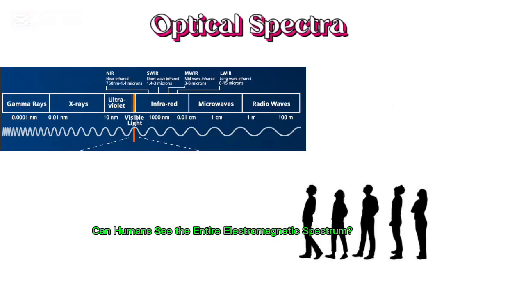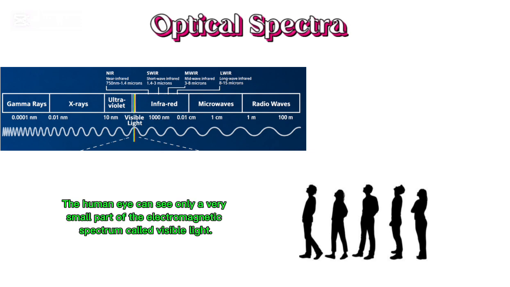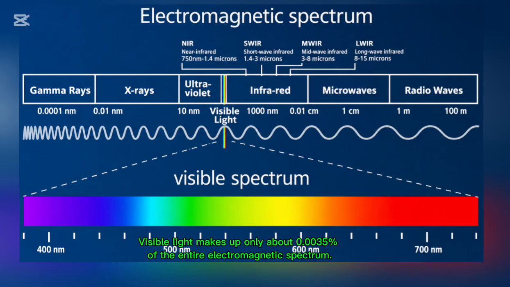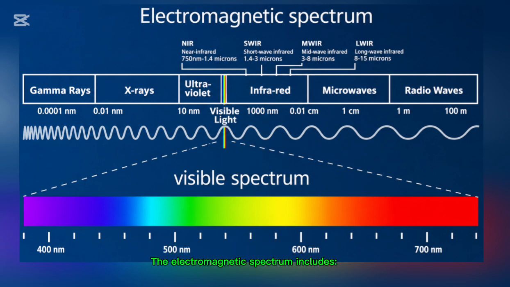Can humans see the entire electromagnetic spectrum? No. The human eye can see only a very small part of the electromagnetic spectrum, called visible light. Visible light makes up only about 0.0035% of the entire electromagnetic spectrum. The electromagnetic spectrum includes radio waves, microwaves, infrared rays, visible light, ultraviolet rays, X-rays, and gamma rays. Only visible light can be detected directly by our eyes.